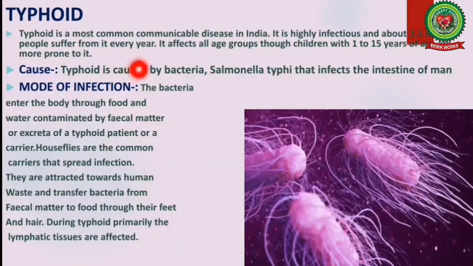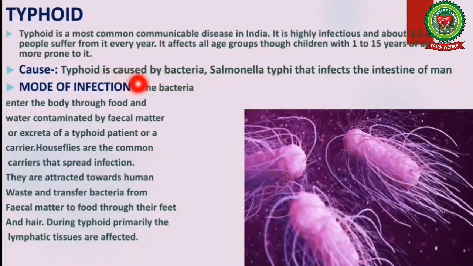Now first of all talking about typhoid. Typhoid is the most common communicable disease in India. Communicable means infectious. That means it spreads from a diseased person to a healthy person. It is highly infectious and about 2.5 million people suffer from it every year. It affects all age groups, though children with 1 to 15 years of age are more prone to it.